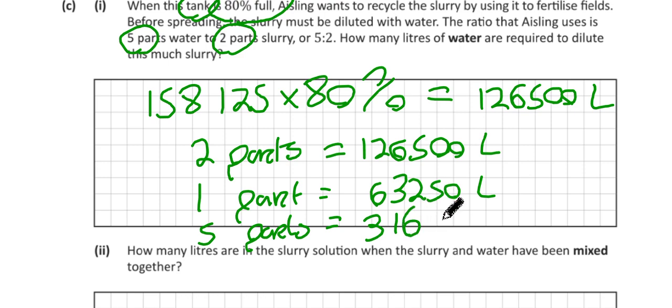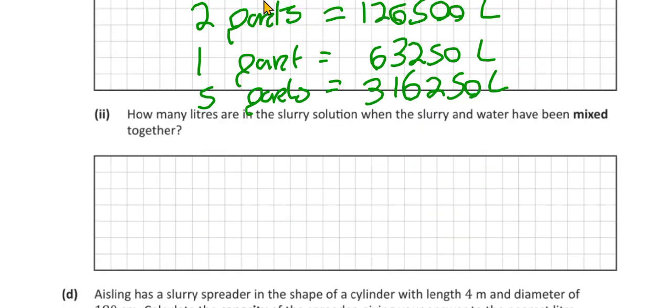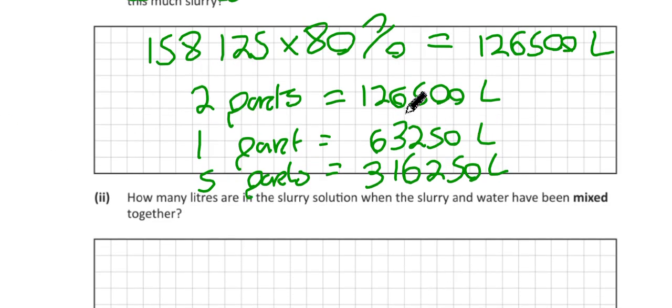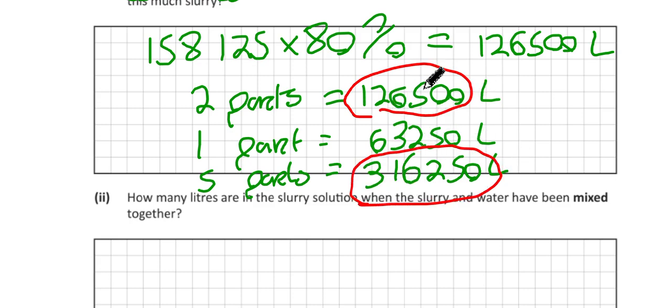316,250 litres. Now, how many litres are in the slurry solution when the slurry and water have been mixed together? I suppose we best add the two of them together, yeah? That's the amount of slurry. That's the amount of water. Can we just add those two numbers together for me real quick? Okay, done.